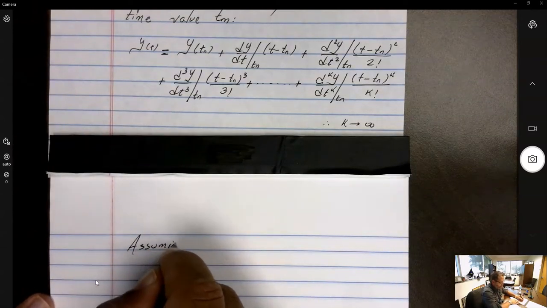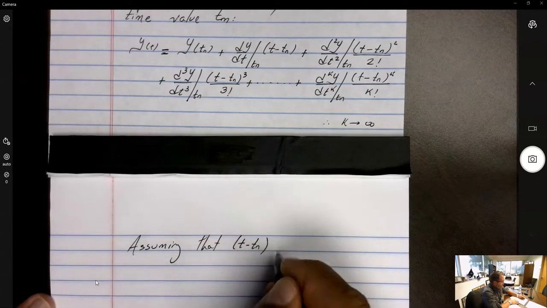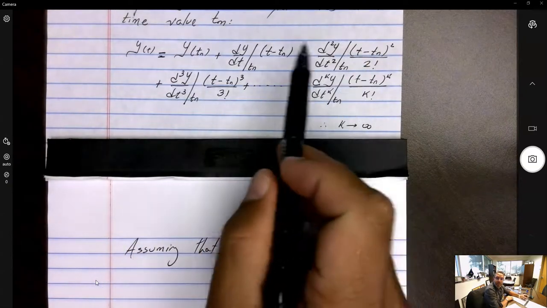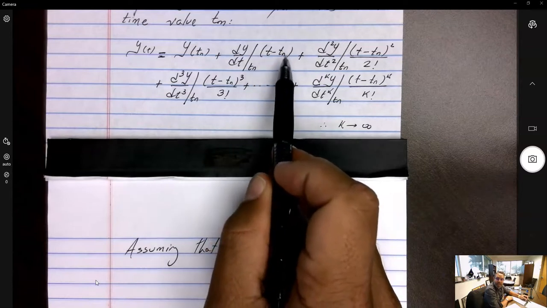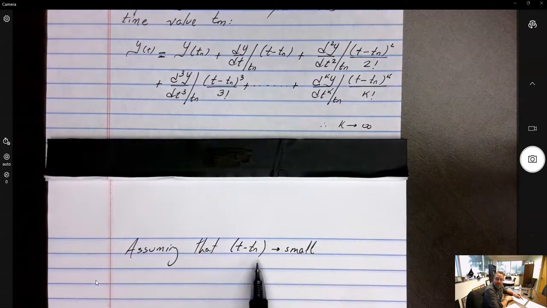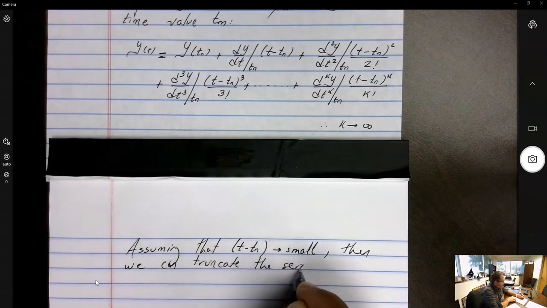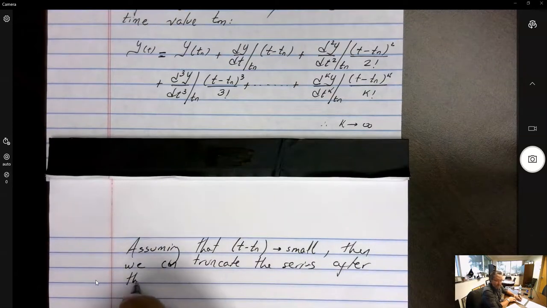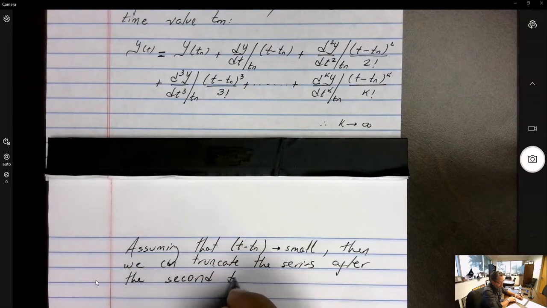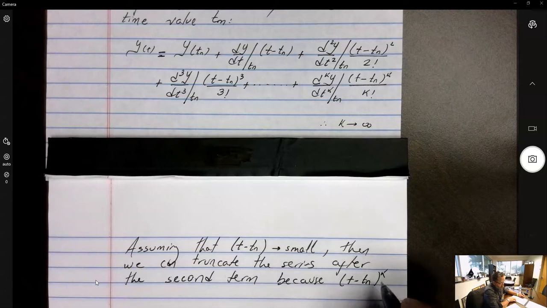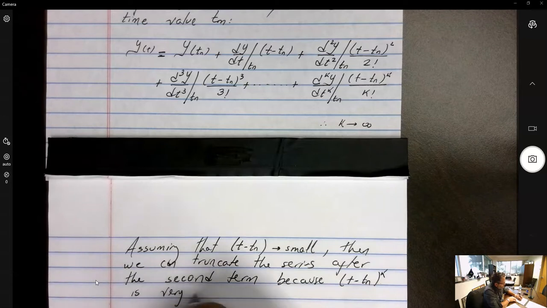So assuming that t minus Tn is small, that means that we are expanding in terms of a Taylor series, but we're only interested in evaluating this polynomial expression nearby the point of expansion, near Tn, right? So the difference between t, which is the generic value of time, and Tn, the point of expansion, is small. Then we can truncate the series after the second term because t minus Tn to the power of k is very small if k goes greater than 2.